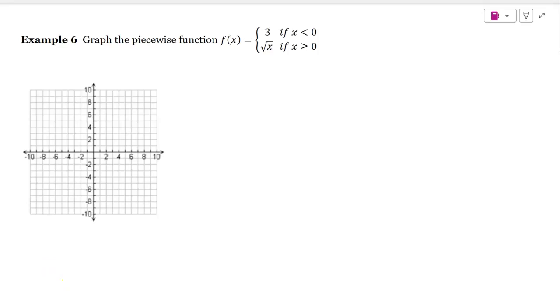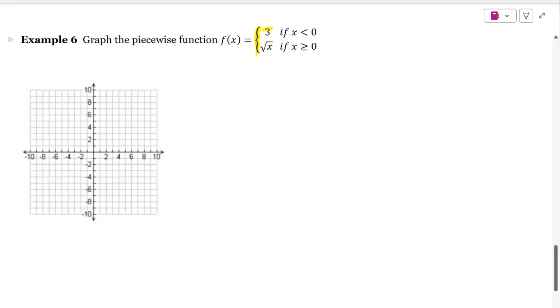For example 6, we want to graph a piecewise function. A piecewise function is one in which we have two different functions put together on the same graph. The way that this is listed is with the curly brace here, and it has two different options.